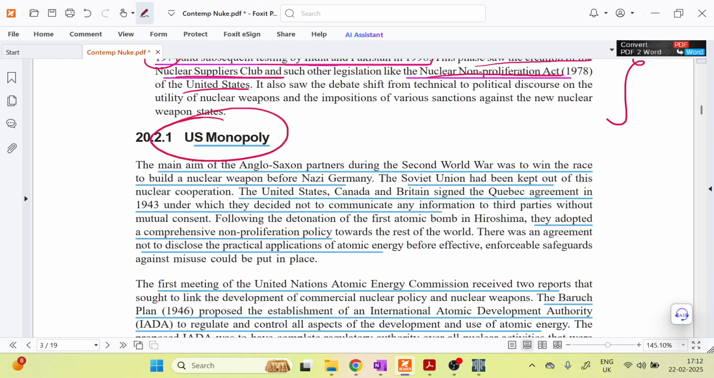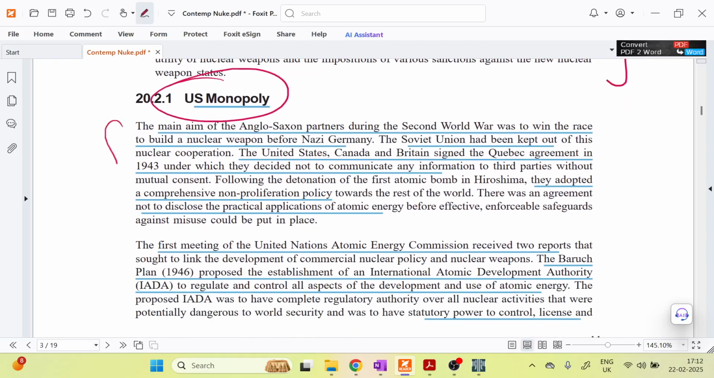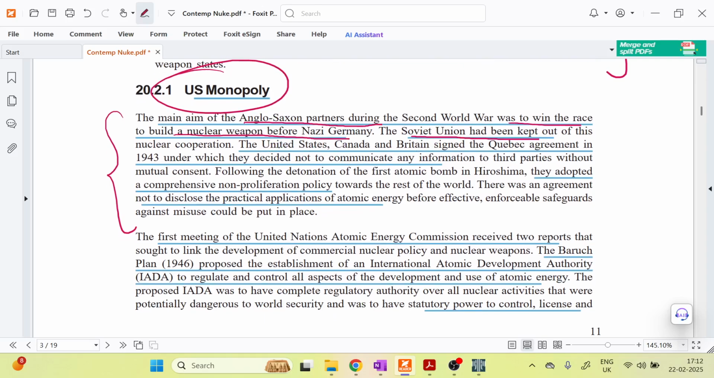Now let's have a look at the US monopoly. The main aim of the Anglo-Saxon partners during the Second World War was to win the race to build a nuclear weapon before Nazi Germany could. And the Soviet Union had been kept out of it. In that case, the United States, Canada, and Britain signed the Quebec Agreement in 1943, under which they decided not to communicate any information to a third party without mutual consent.